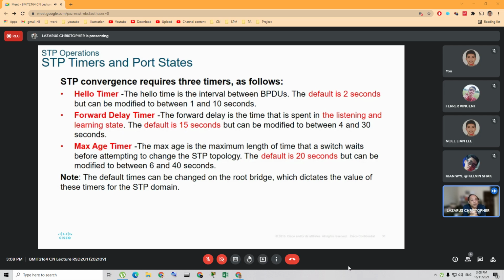So 15 seconds for us is quite a short time, but in terms of network forwarding, 15 seconds is quite a long time actually, since we're using electrical signals. We measure, for example, 100 megabits per second. So in 1 second, 100 megabits of data have been sent. So 15 seconds is quite a good time to provide the delay between the listening and learning states.